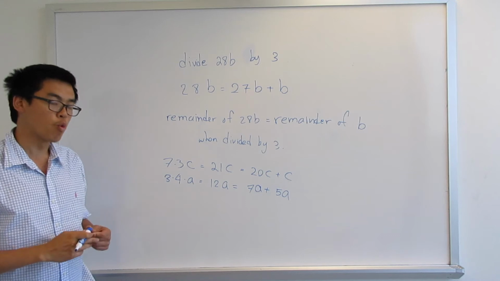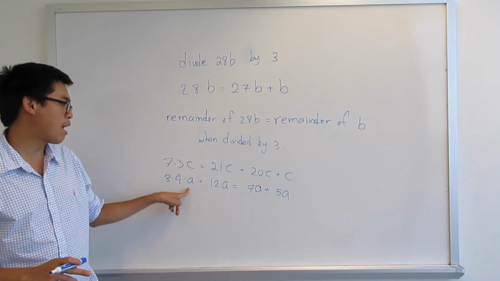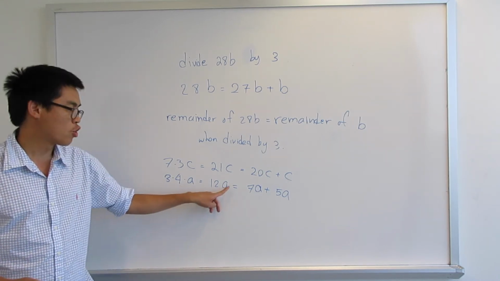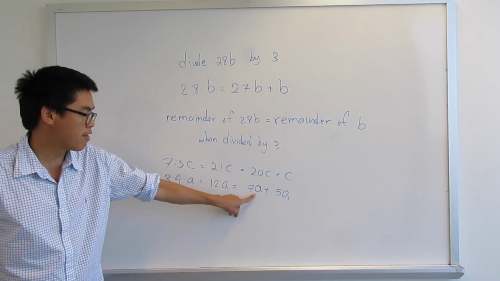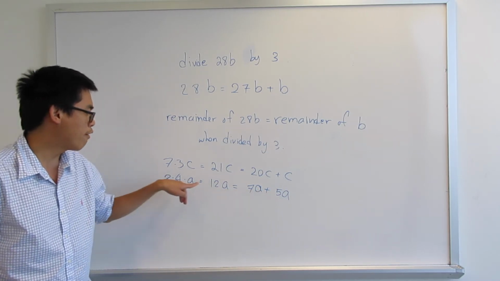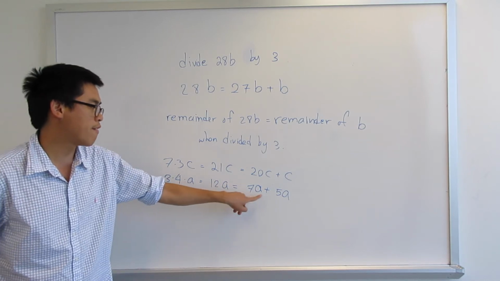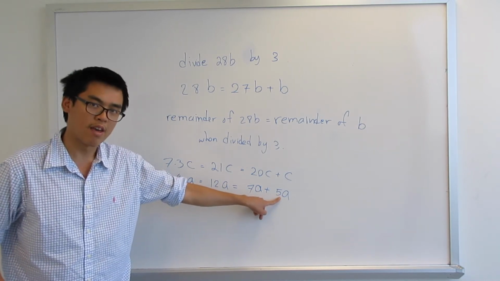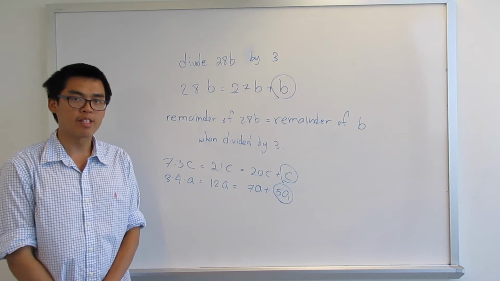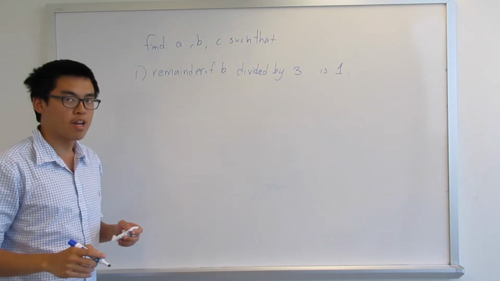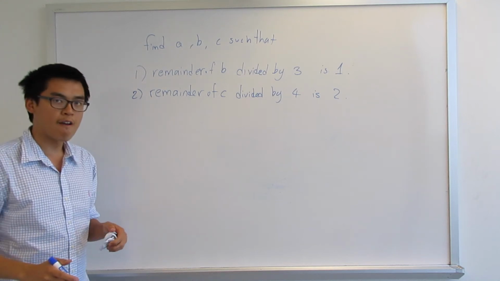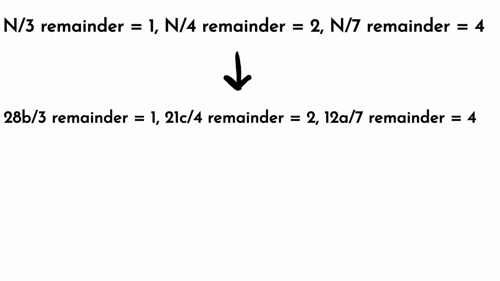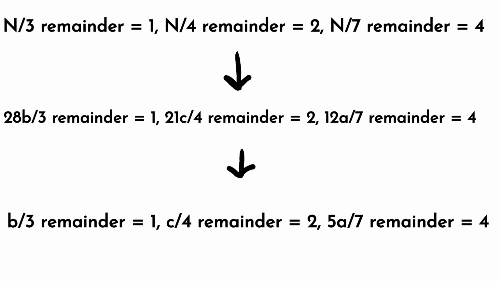And for the last one, we want to divide 3 times 4 times a, or 12a, by 7. So we take out 7a and then leave 5a alone. Since this guy is divisible by 7, the remainder of the whole thing when divided by 7 solely depends on 5a. And the 3 conditions can be rewritten as follows. Remainder of b when divided by 3 is 1. Remainder of c divided by 4 is 2. And remainder of 5a when divided by 7 is 4.